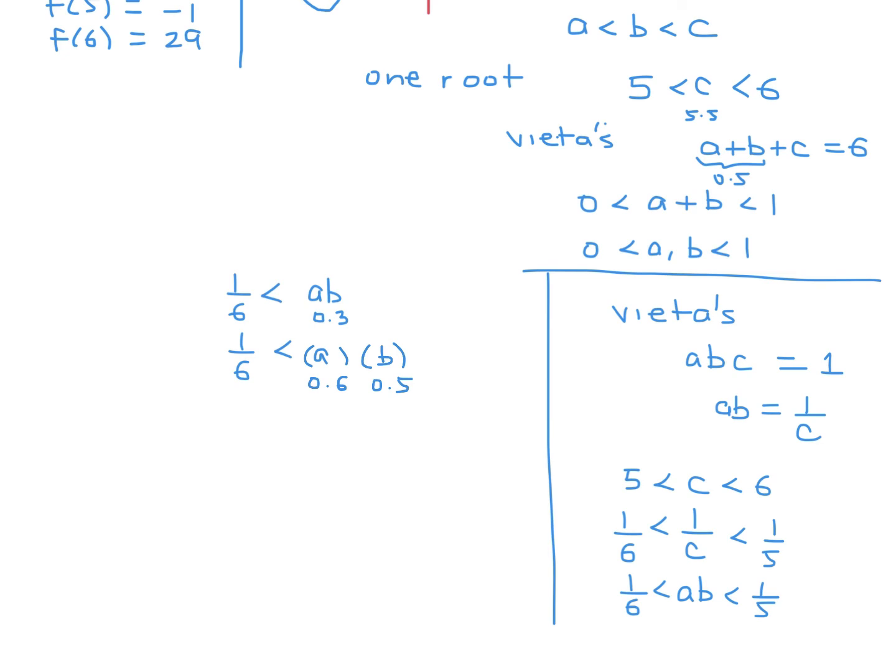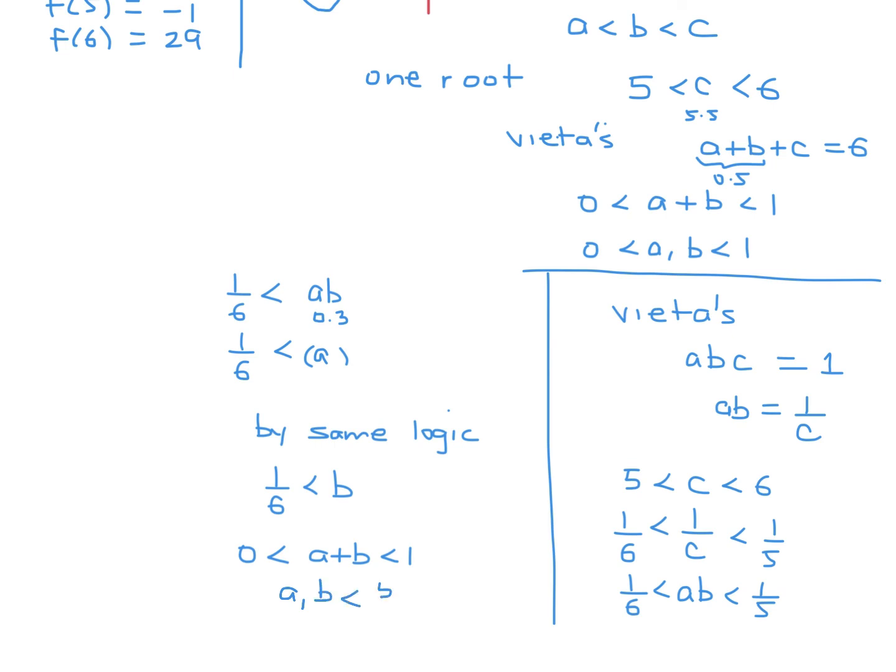So we can conclude by the same logic, right, if we just reverse the scenario, that B is also greater than 1 over 6. And then finally, we know that A plus B is less than 1, right? We had that some. Oh, it's right here. Yeah. So if A is greater than 1 over 6, which is the conclusion up here, and B is greater than 1 over 6, which is the conclusion here, then that means that A and B must be less than 5 over 6.